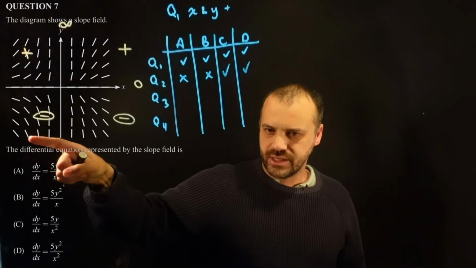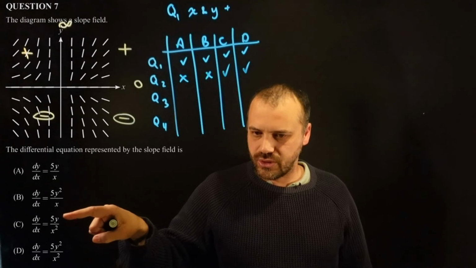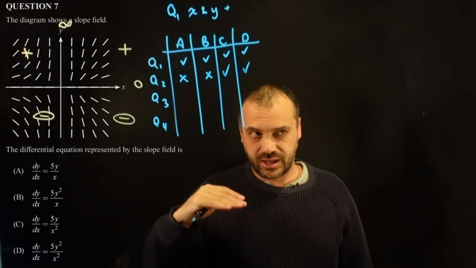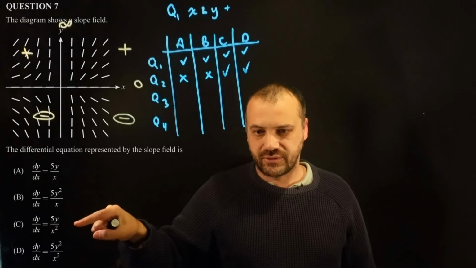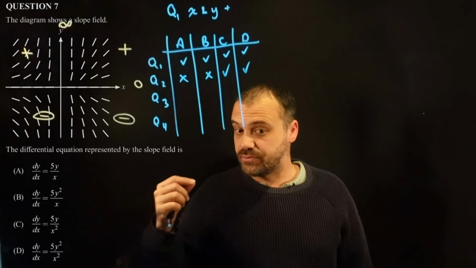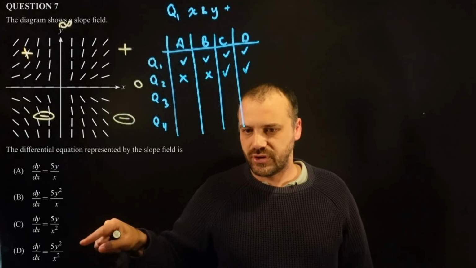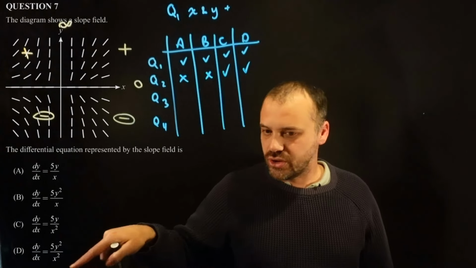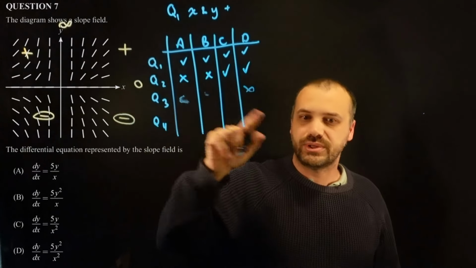Let's go to quadrant three. We're expecting negative gradients. All right, so we have a negative y, divided by x squared, that's going to be positive because negative x squared is positive. So what is that going to give us? That is going to give us a negative gradient. What about this one? 5y squared, now y is negative, but squared is positive. X is negative, but x squared is positive. So positive divided by positive makes positive. D does not work. So I don't care about what's happening with this one and this one because they've already been ruled out.